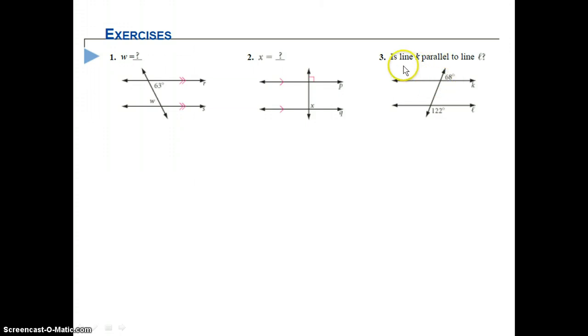Then it asks you, is line K parallel to line L, based on the information that you're given. So take this information and try to figure out whether this would be 122 degrees, or vice versa, taking 122 degrees and figuring out whether this should be 68. All right, try those problems, bring them into class next time, and we'll go over them.